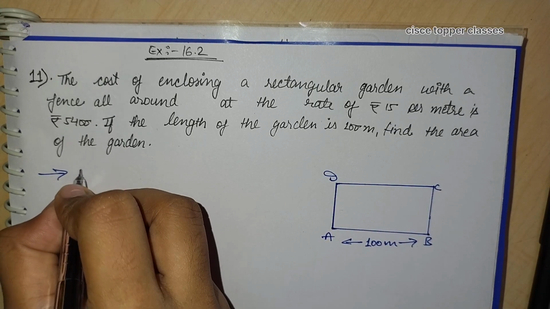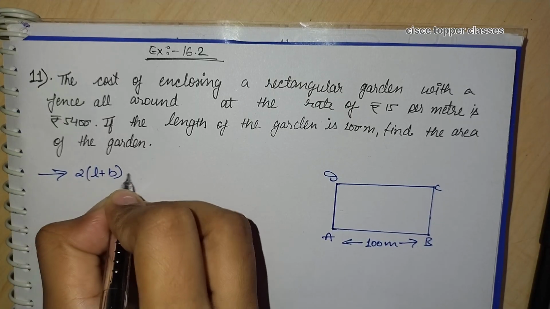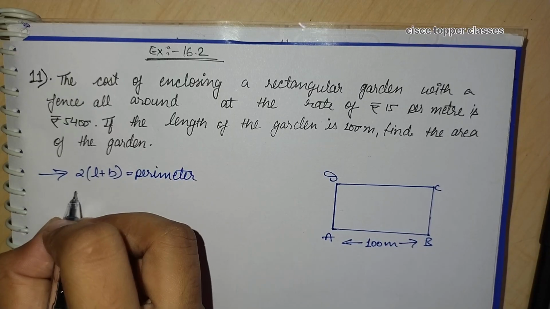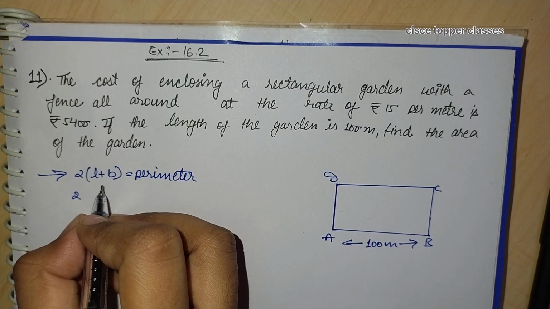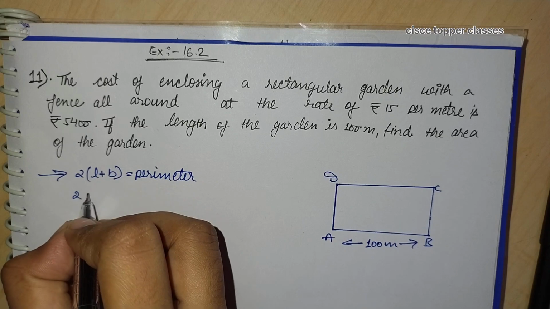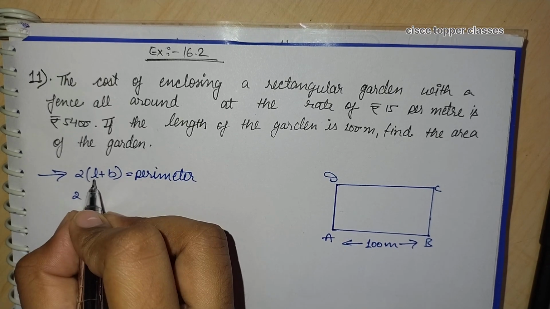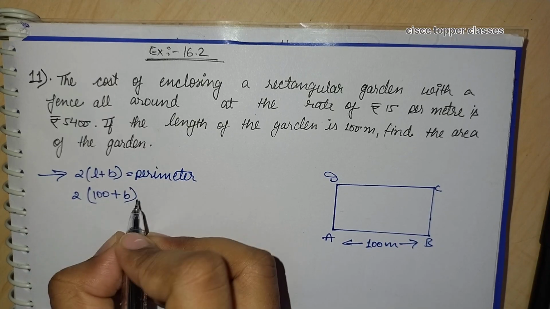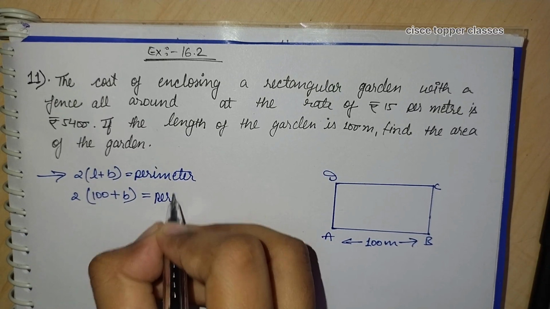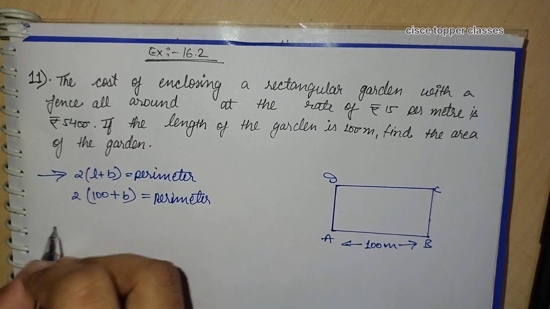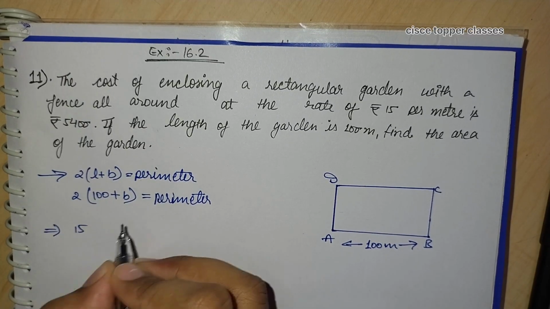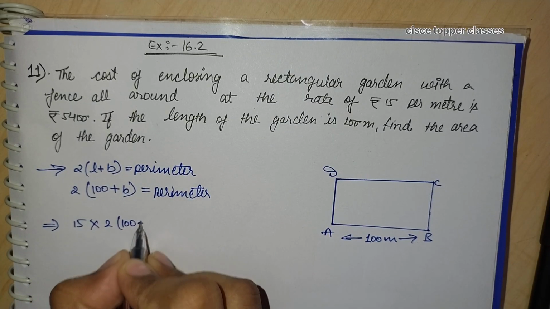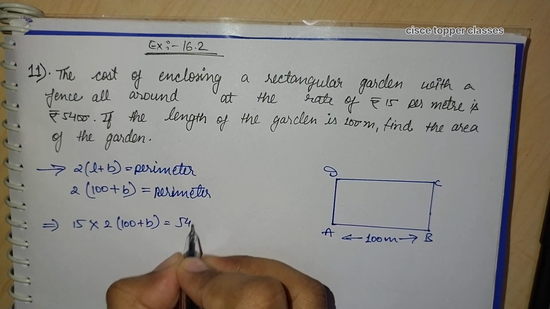So we can write the formula of perimeter here: 2 (length plus breadth) equal to the perimeter of this rectangle. So we will write L plus B, and we can put L as 100. This is given to us. Now from this information only we can find the breadth. So this is the perimeter here. Now if we multiply this with 15, we will get the value of total cost. So this will be 15 into 2 into (100 plus breadth) equal to 5400.